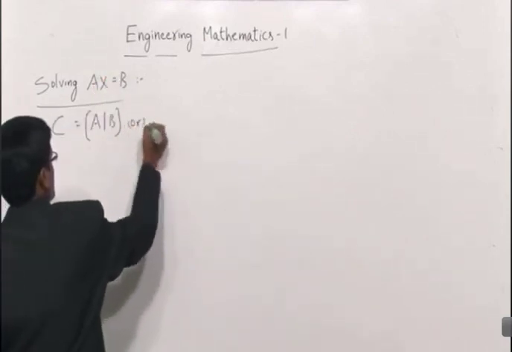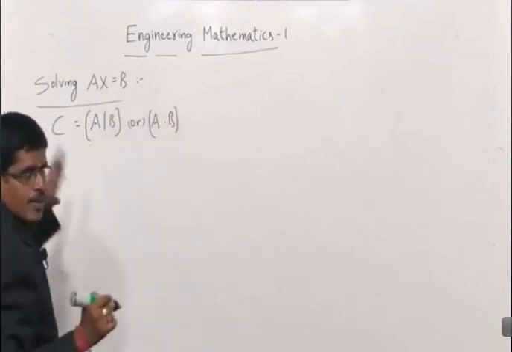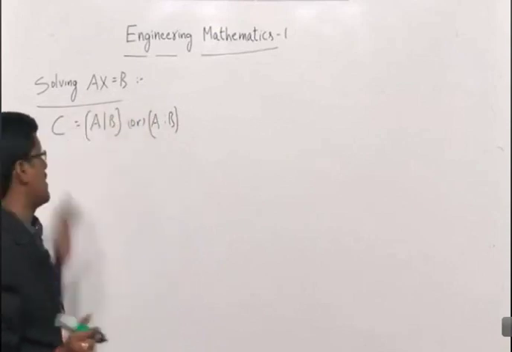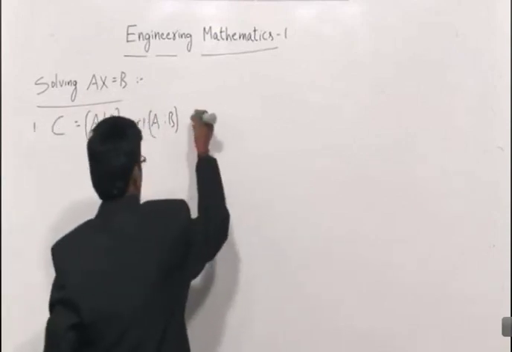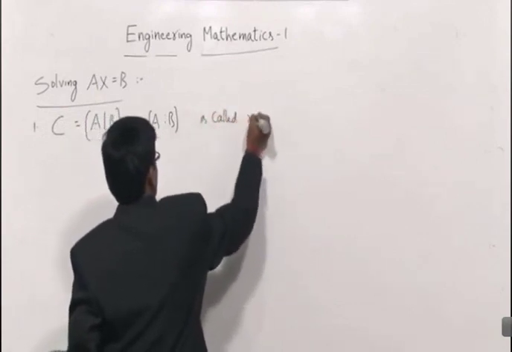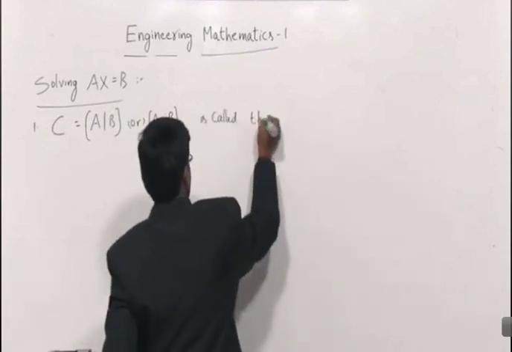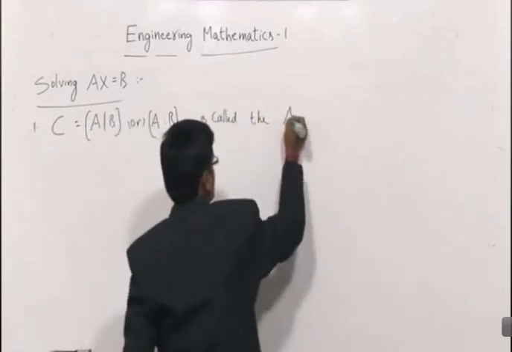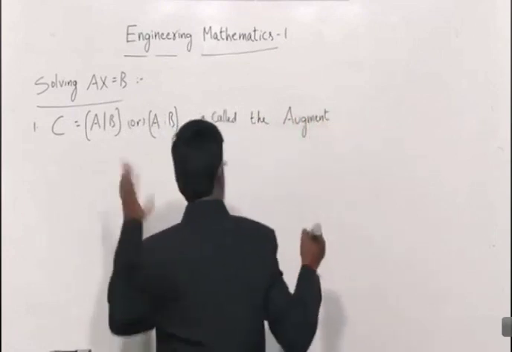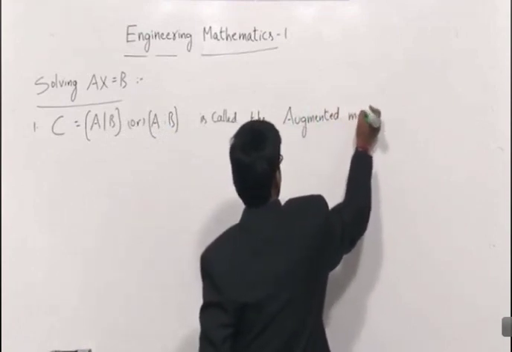In some textbooks the symbol is a ratio, A is to B, for understanding purposes only. Left to this symbol is the A matrix, right to that symbol is the B matrix. I will show you in the problems. This is called the augmented matrix, which we have studied in plus one level, 11th standard, for the Gauss-Jordan method of solving equations. Augmented matrix.